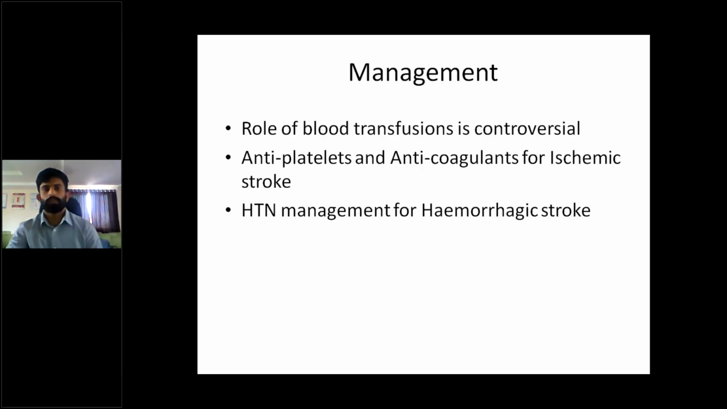The management: the role of blood transfusion is controversial. We discussed this previously. Antiplatelets and anticoagulants for ischemic stroke can be given. Hypertension management for hemorrhagic stroke is needed.